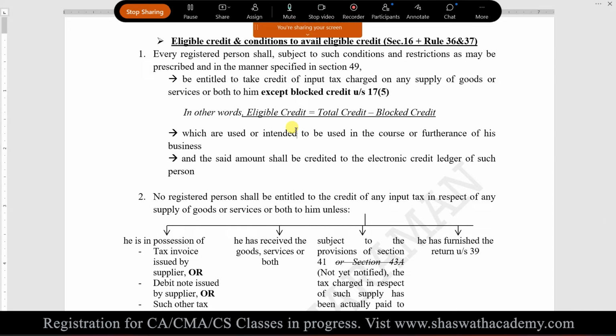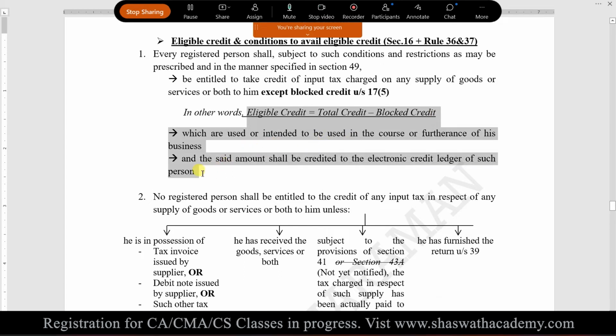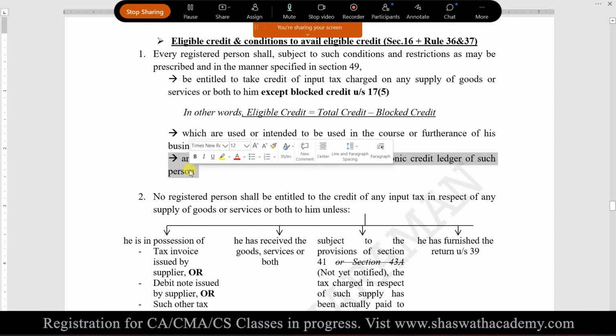Eligibility criteria remain, first and foremost, very simple. First one, blocked credit is not eligible; other than the blocked credit, if used for business furtherance, and if the amount gets credited in the electronic credit ledger, you are entitled to take credit. These are the primary conditions. What do you mean by the amount getting credited to the electronic credit ledger? We will discuss this later. Already we have discussed this in the returns chapter, wherein I have clearly explained the scope of 2A and 2B. If you can quickly recollect, credit is entitled today if the reflection happens in GSTR 2B.